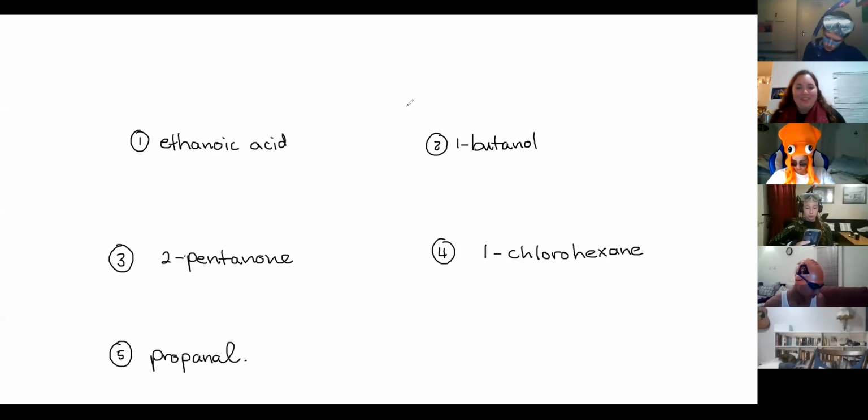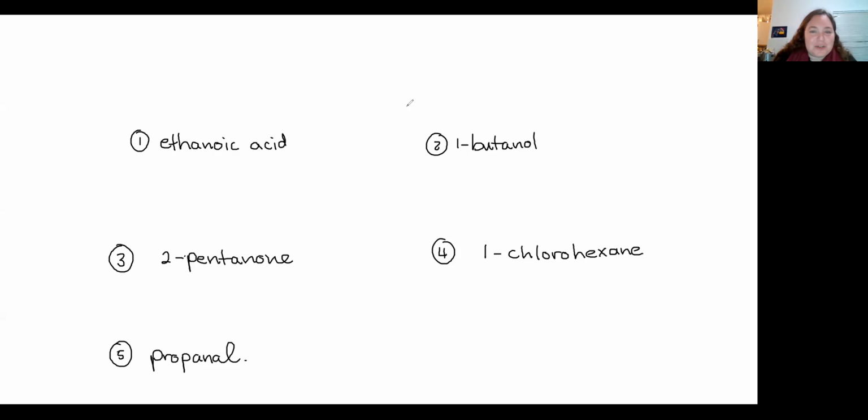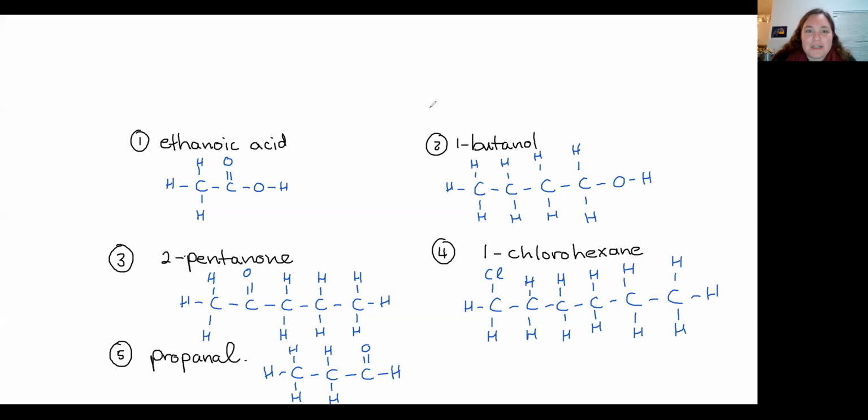Okay, all right, so I'm going to quickly start sharing again. So you can quickly mark and check all of yours. Ethanoic acid has to have two carbons, and there is your carboxylic acid group, which is your carboxyl group. Practicing reminding you things here, the carboxyl group.